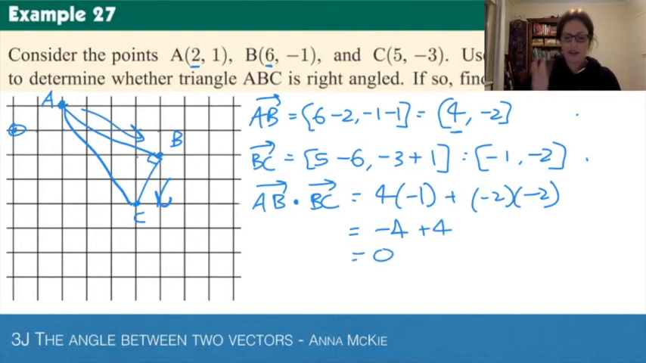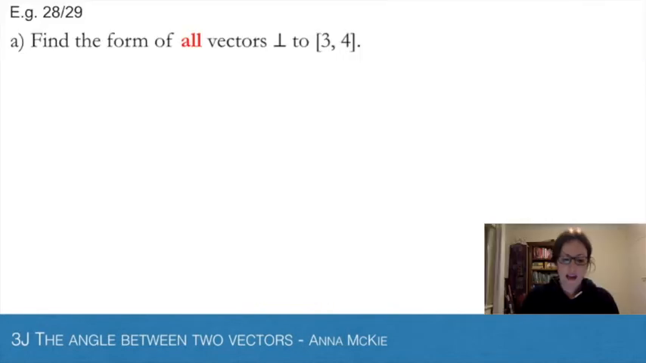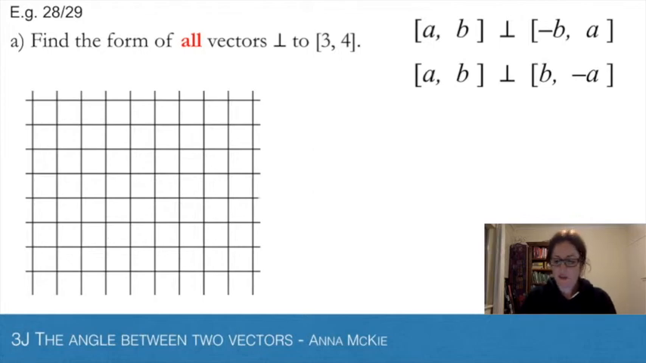So then we would say that vector AB is perpendicular to vector BC, and that triangle ABC is right angled at angle ABC. That's how we answer that one. If we're asked to find the form of all vectors perpendicular to vector (3, 4). When vectors are perpendicular to each other, we've got this fact here: if you've vector AB, therefore the elements, what do you notice? They've switched positions and one of them is negative. Or the other way here, they've switched positions and the second one is negative.